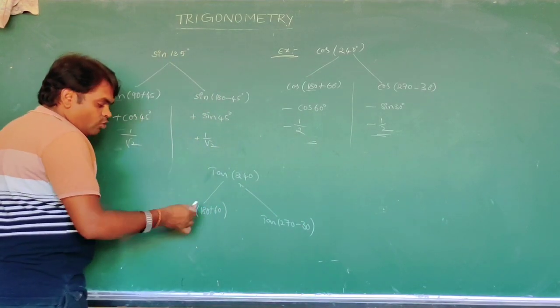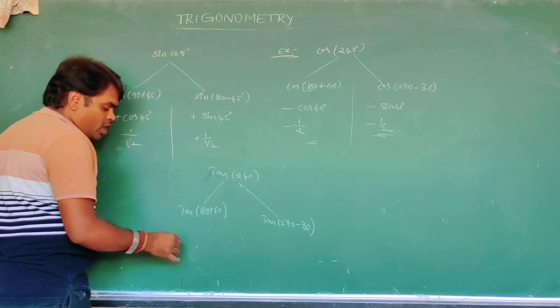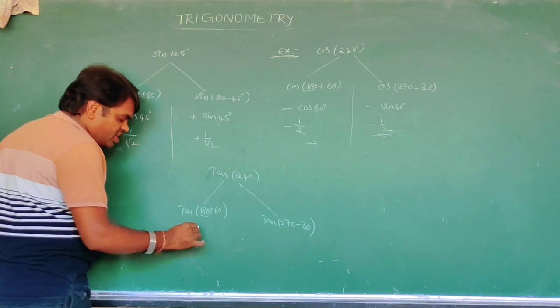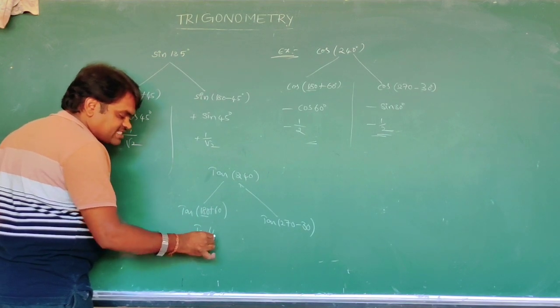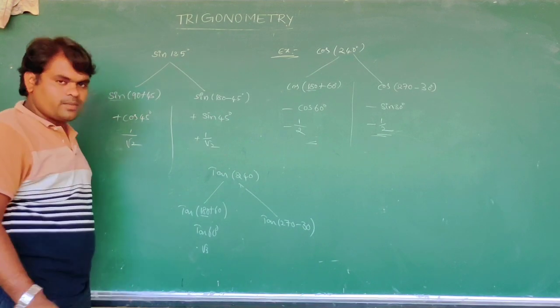Now tan(180 + theta) is in the third quadrant. Tan will be positive in the third quadrant. What does that mean? 180 is there, so the function cannot be changed. Tan 60, the value is root 3.